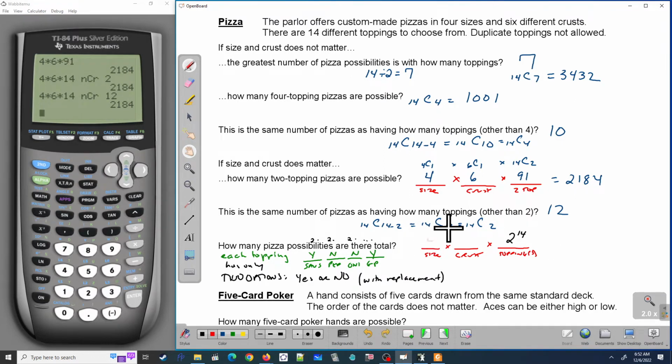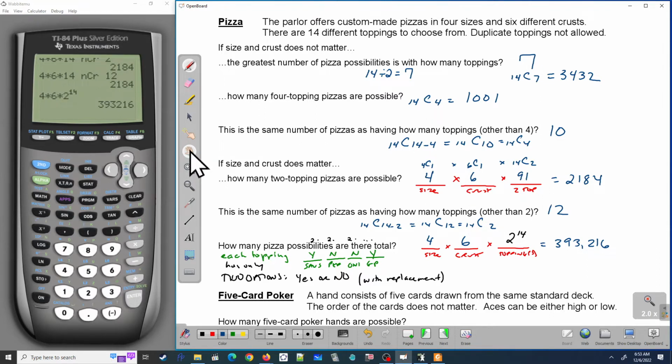We will still have our 4 sizes. Let's put that in blue. We will still have our 6 crusts, but there will be 2 to the 14th number of pizzas. And so if I type in that, 2 to the 14th ways that you could have toppings on your pizza, you will find out that this pizza parlor can say they offer 393,216 different ways of having a pizza at their parlor.